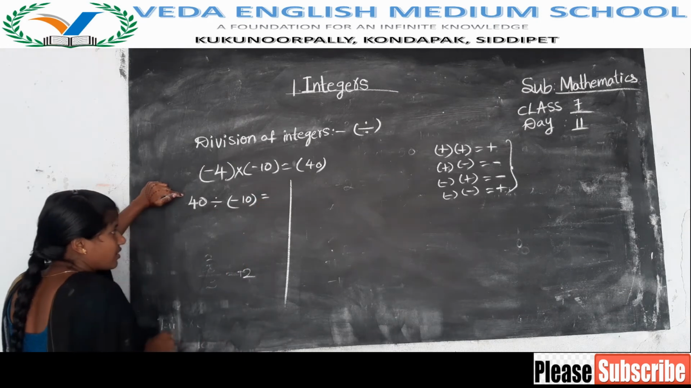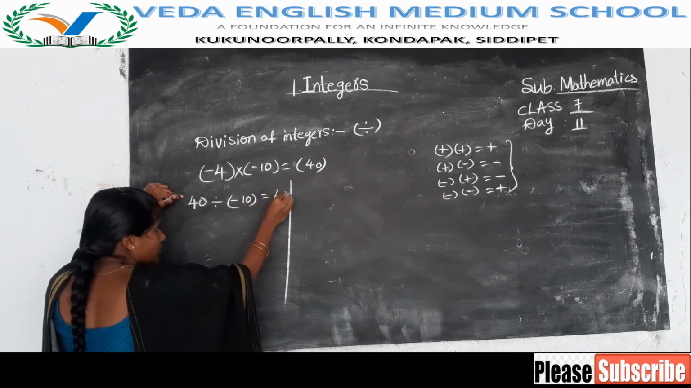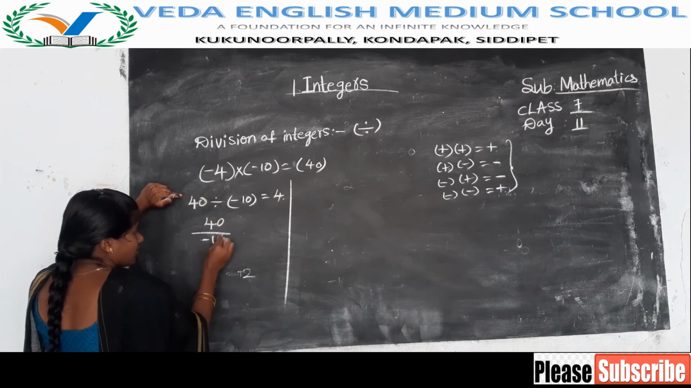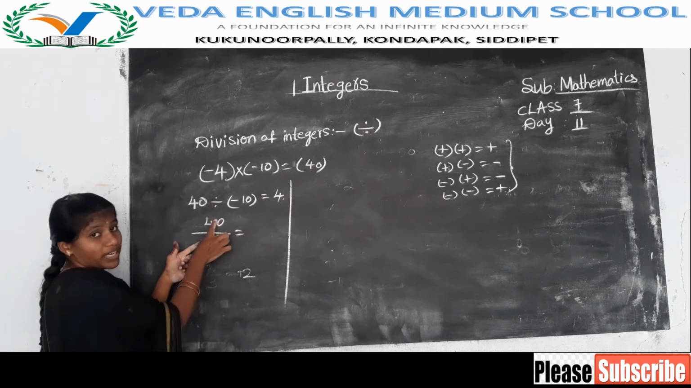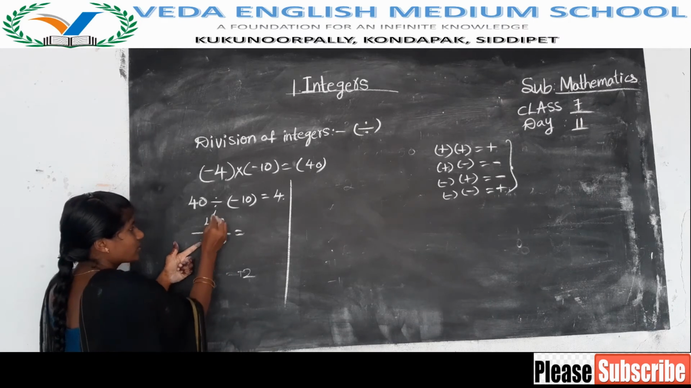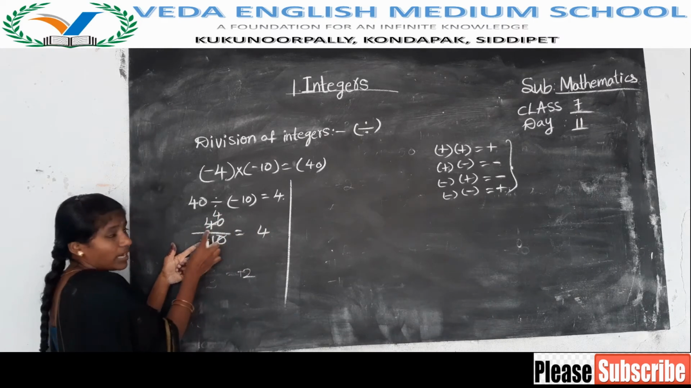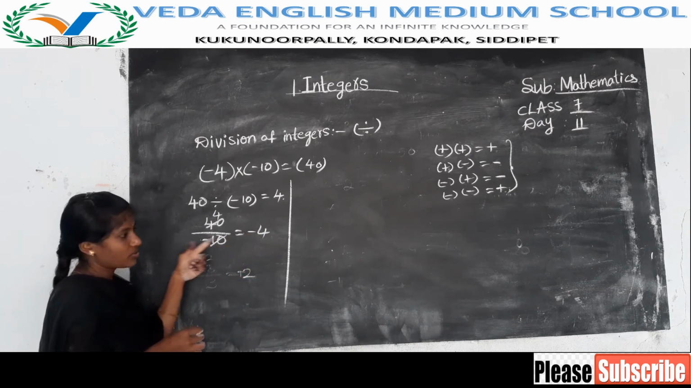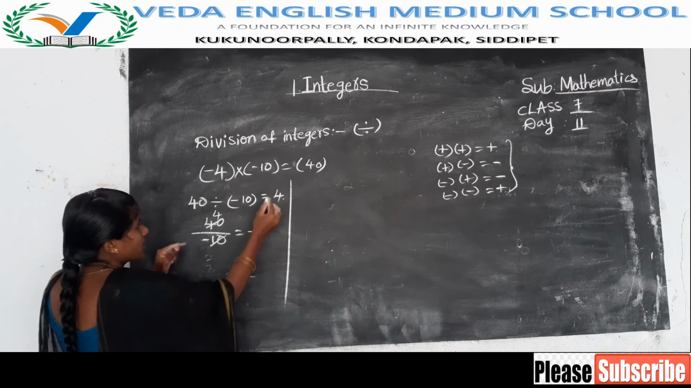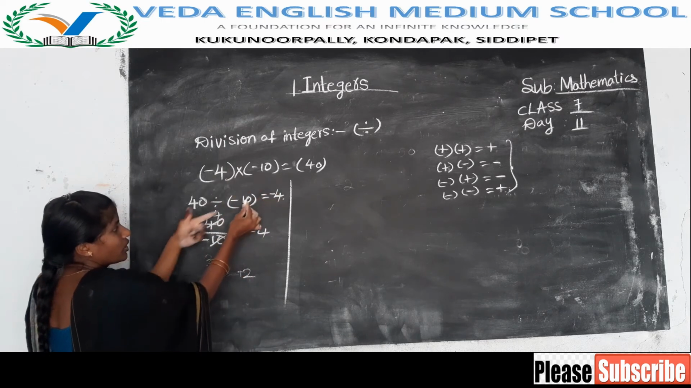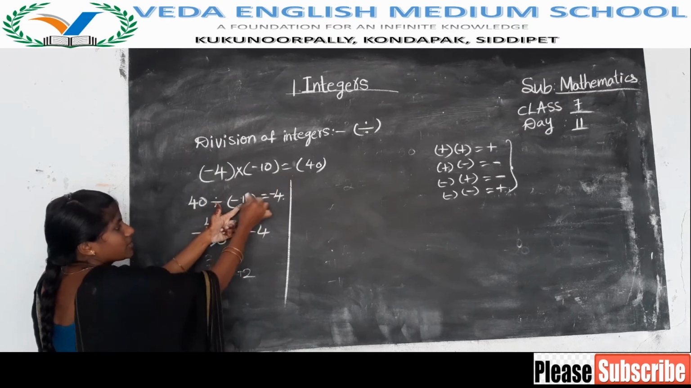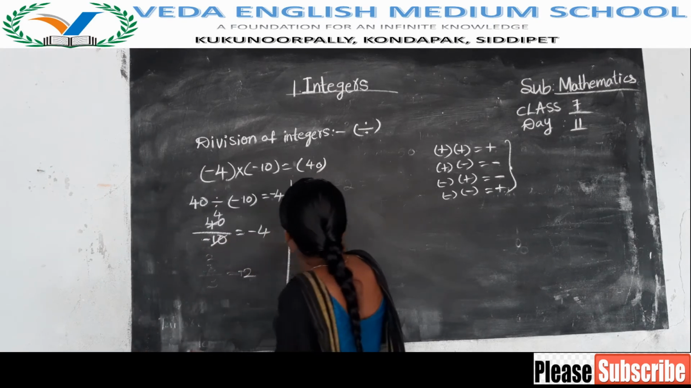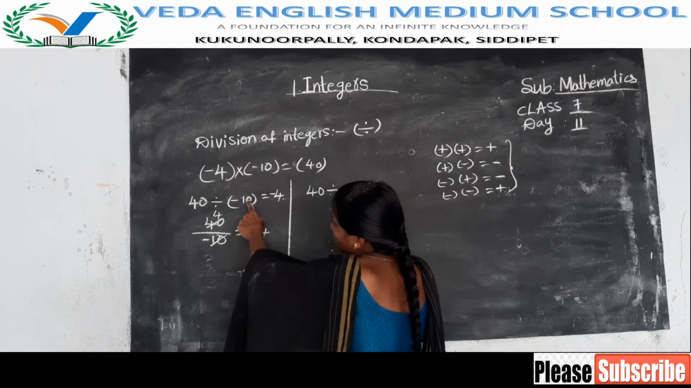Now what is the answer here? 10 4s are 40. Now if you write it like this, then either the symbol is in the numerator or the denominator, and the minus goes to the quotient as the answer. So it is minus 4. Minus 10 into minus 4, minus into minus is plus, 10 4s are 40. Like that, 40 divided by minus 10 has completed.